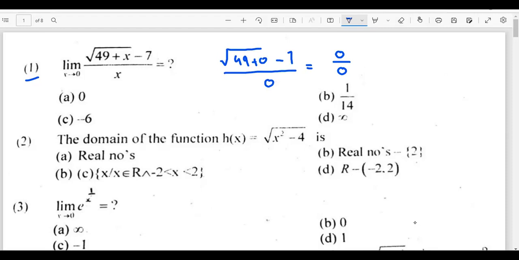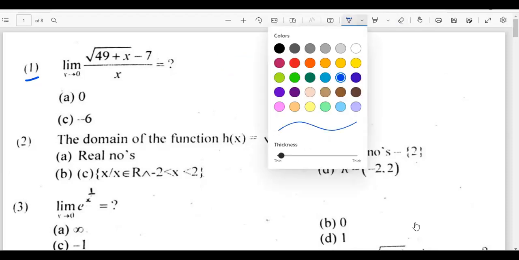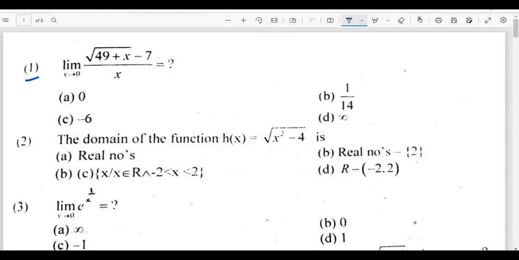What is the L'Hopital's rule? By taking the derivative of the numerator and the denominator and then plugging in the limits. So we know that this would be undefined. This is not acceptable. Let's apply the L'Hopital's rule quickly. All right. Now I can rewrite the function as (49 plus x) to the power 1 by 2, minus 7, divided by x. Okay. Let's differentiate this.